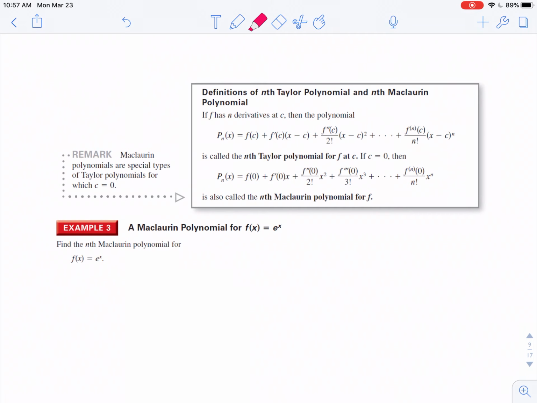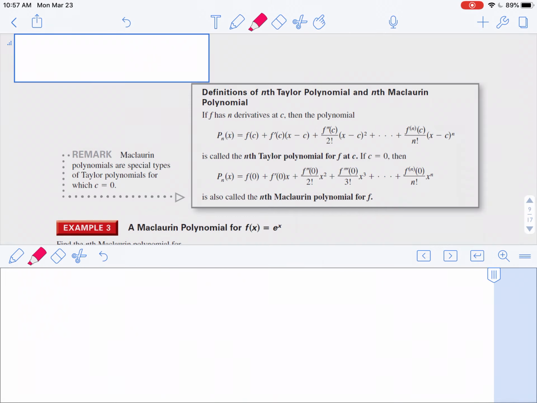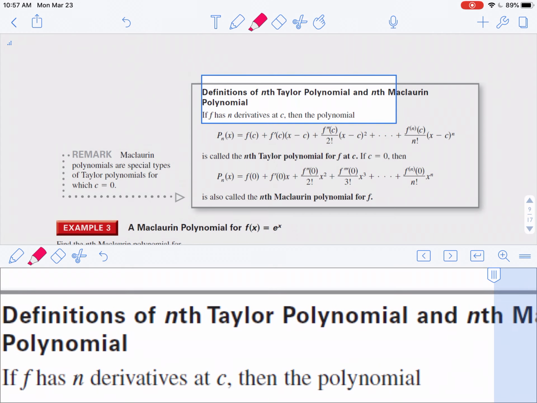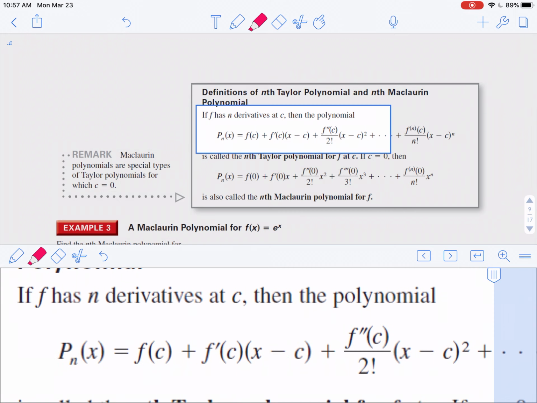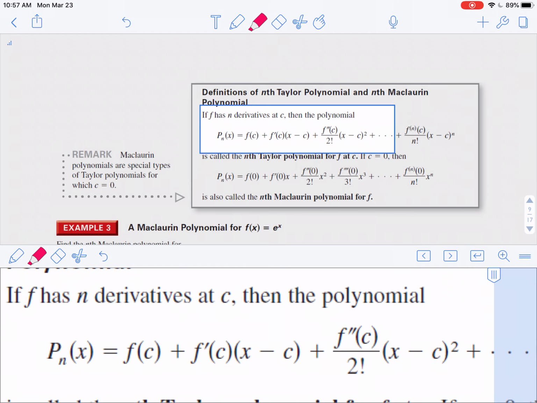Okay, so this is a big moment. We are about to talk about the definitions of the nth Taylor polynomial and Maclaurin polynomial. You just have to have a function that has n derivatives at some value c. Then this is the Taylor polynomial right here. It is the function at c.